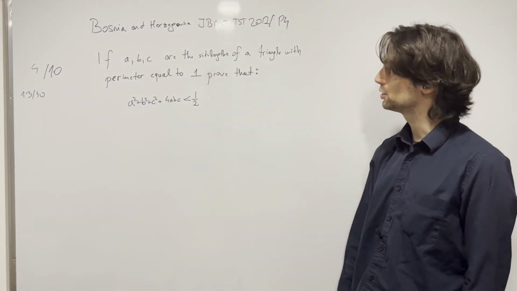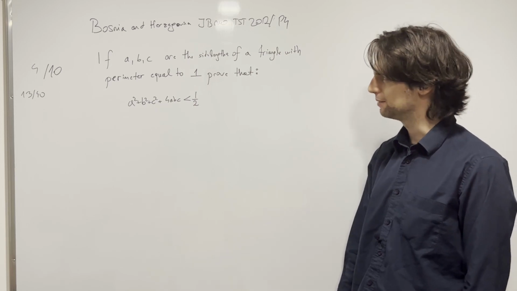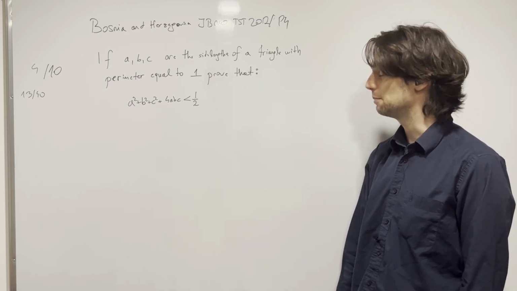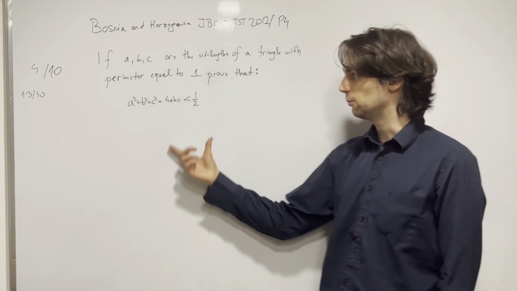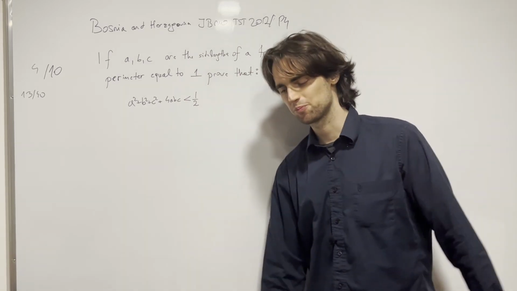Now this problem is pretty cool. So we have a, b, c, the side lengths of a triangle with perimeter equal to 1. We need to prove an inequality.